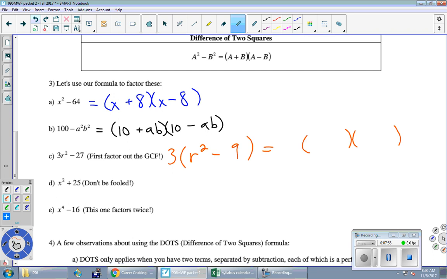R squared came from what first terms? R and R. 9 came from what two terms? Could put the same number twice and it multiplies to 9. 3 and 3. And the signs, always 1 plus and 1 minus. So that part right there, those two parentheses multiplied together to give me the r squared minus 9 that I had, but you can't leave off the 3. That 3 is there till the end, so don't forget it.